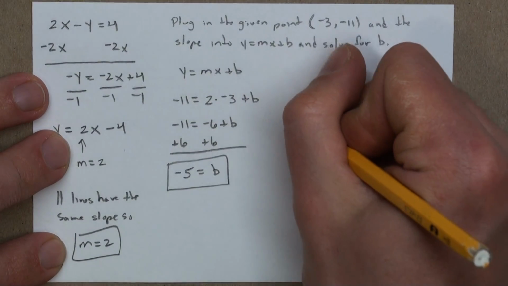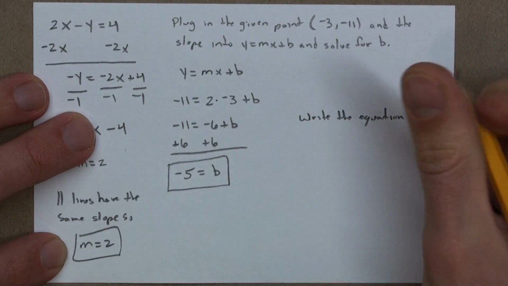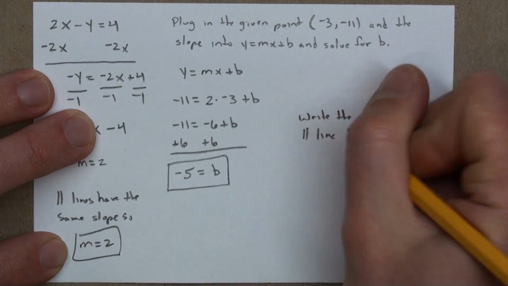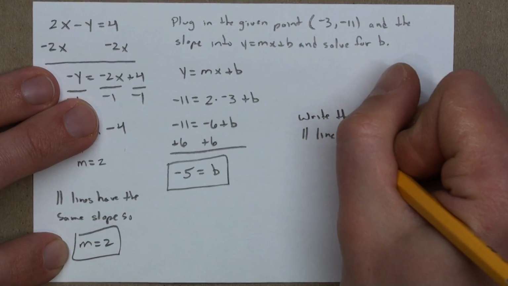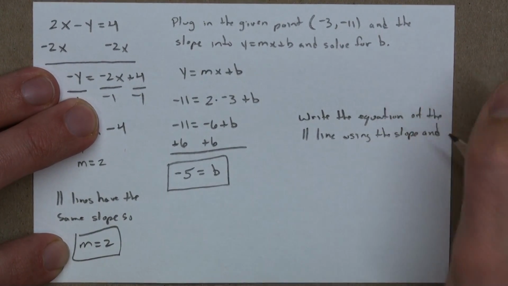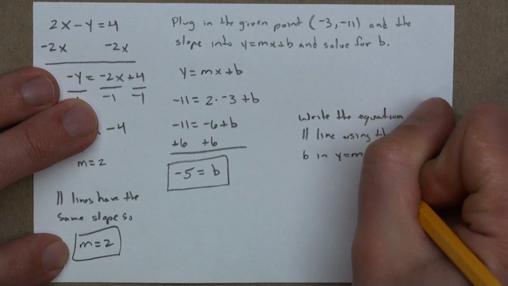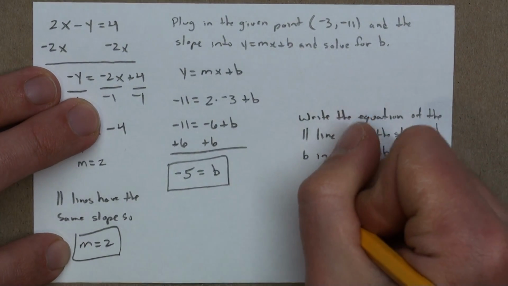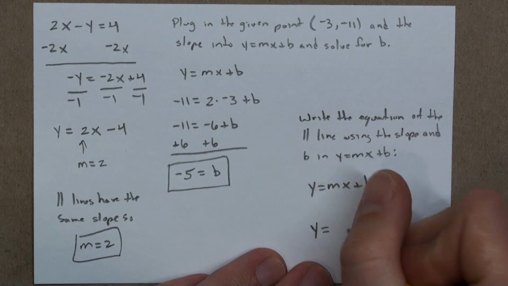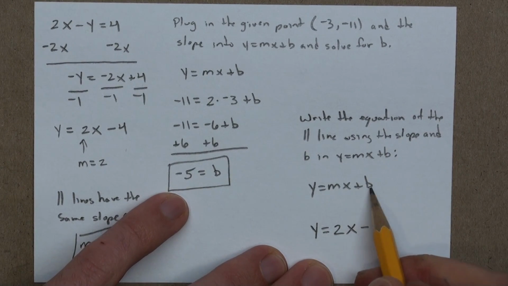Now finally, write the equation of the parallel line using the slope and b in y equals mx plus b. So we have y equals mx plus b. Our final answer is y equals m is 2, x, and then b is minus 5. So instead of plus negative 5, we'll just put minus 5.